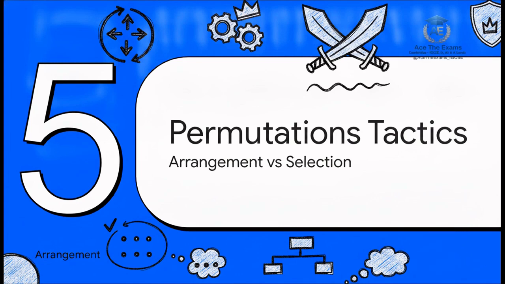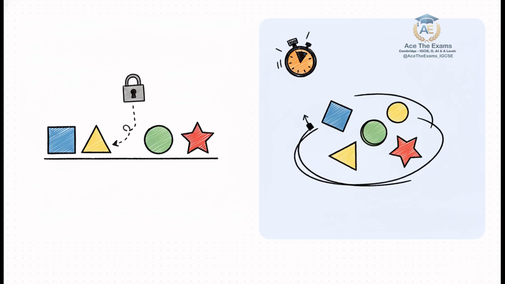Section 5. Tactics for permutations and combinations. Arrangement versus selection. We are now tackling one of the most notoriously tricky parts of the syllabus. Students bleed marks here. They hemorrhage them because they fundamentally confuse the two concepts. But let's frame this as a simple battle of definitions. Permutations, nPr, are for arrangements where the order strictly matters. Think of a combination lock, which ironically should be called a permutation lock. The sequence of numbers is absolutely essential.